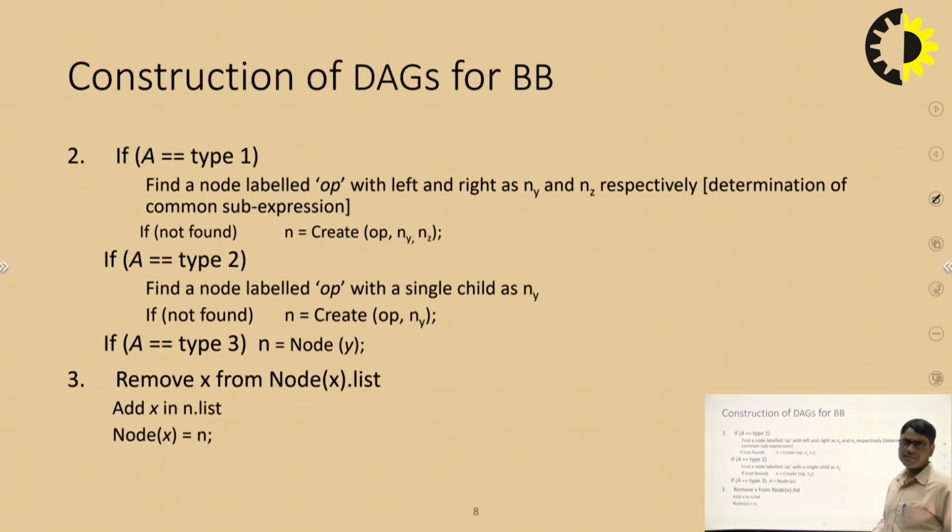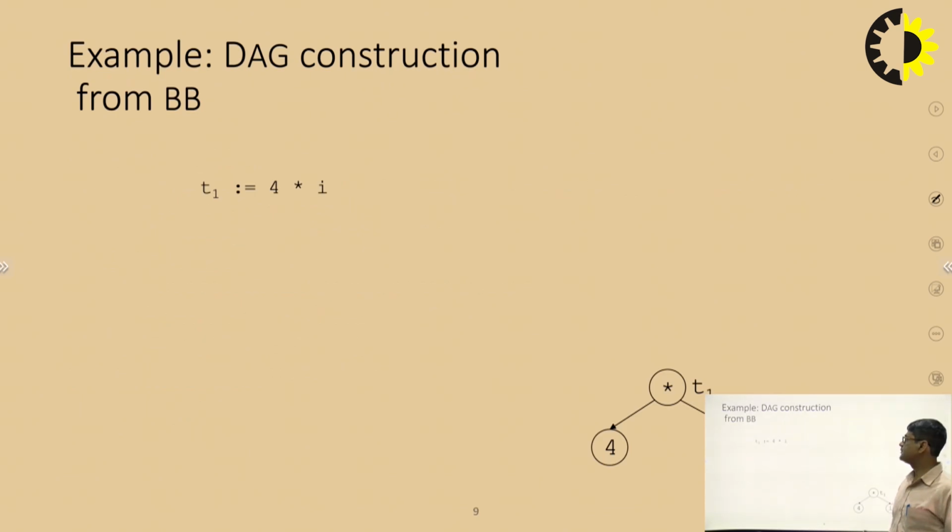Now we will just see the particular mathematical process to generate directed acyclic graph with basic blocks. So like t1 equals to 4 into I.